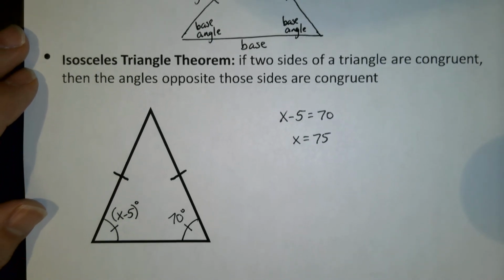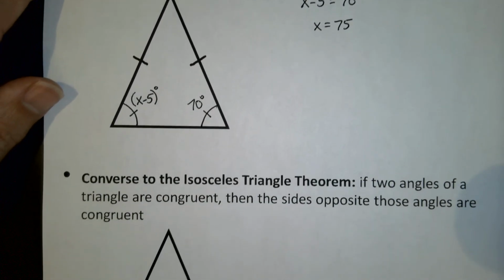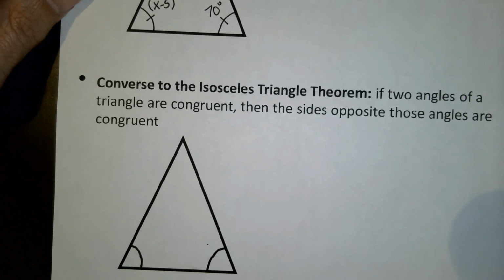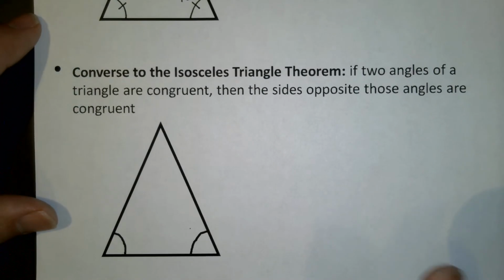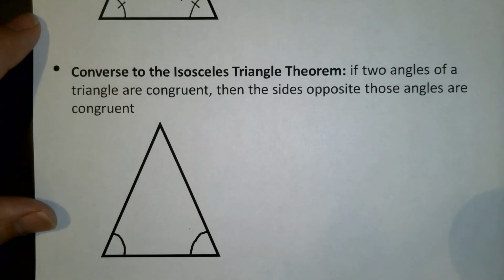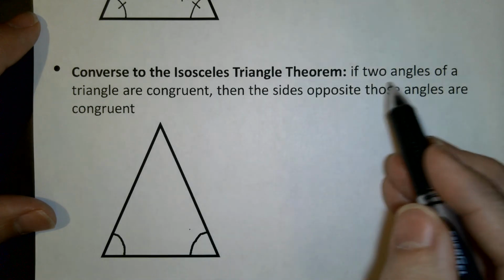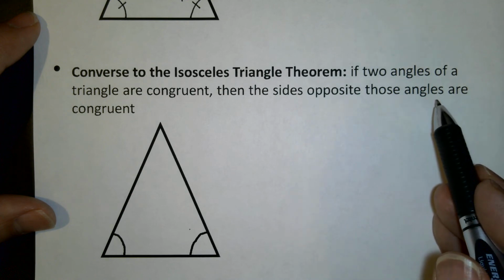Well, there's a theorem related to that. It's called the converse to the isosceles triangle theorem. And of course, converse means you switch the parts of your statement. So what we do here is instead of starting with the sides and concluding something about the angles, we're going to start with the angles and conclude something about the sides. It says if two angles of a triangle are congruent, then the sides opposite those angles are congruent.